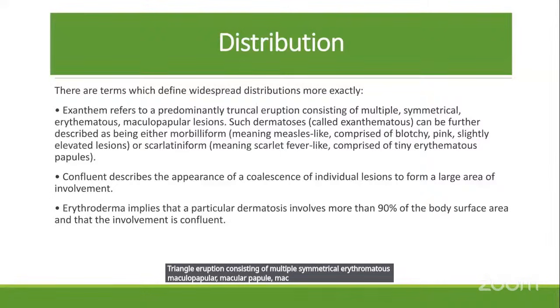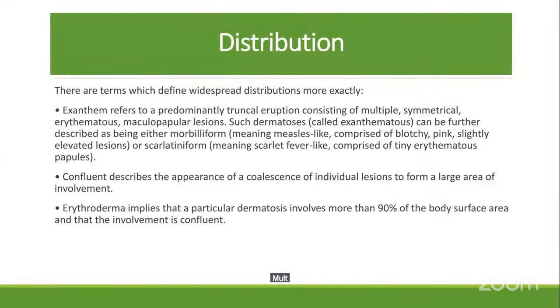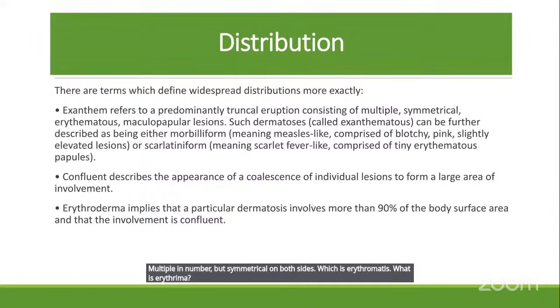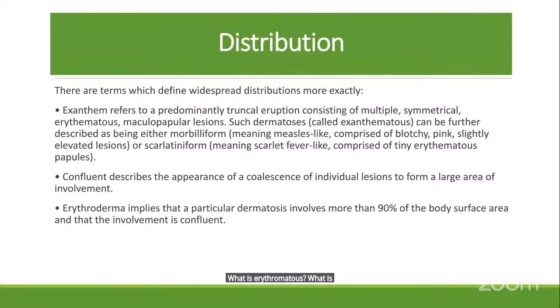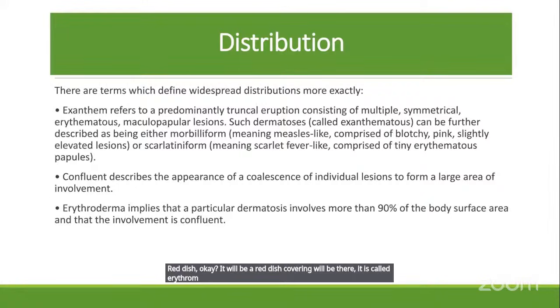Macules and papules will be there, multiple in number, but symmetrical on both sides, which is erythematous. What is erythema? What is the meaning of the word erythematous? Reddish. It will be a reddish covering. Reddish covering means the outer lining will be red in color. Hence, it is called erythematous.